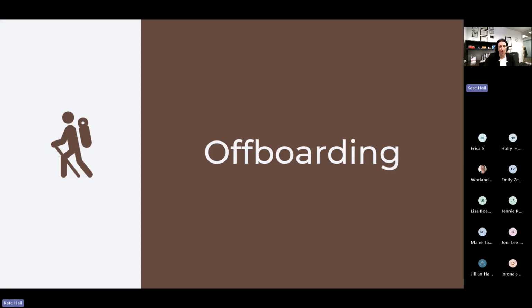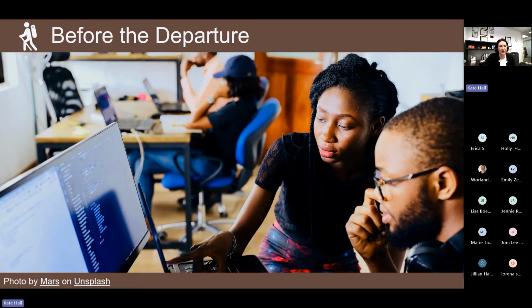Then we get into the offboarding. And in an ideal world, you would have a lot of time. If you have a regular termination where someone gave notice, then you can have them give you a list of the projects they're working on, their accounts and passwords. If they're part of a bargaining unit, there might be requirements with unions. If it's an involuntary termination, you're going to need to kind of piece that together yourself.